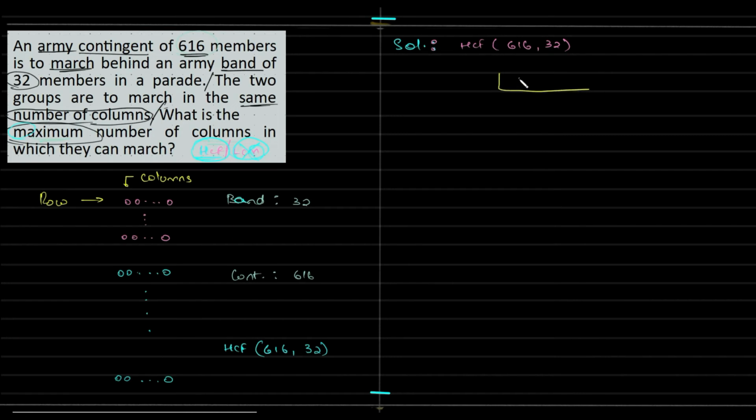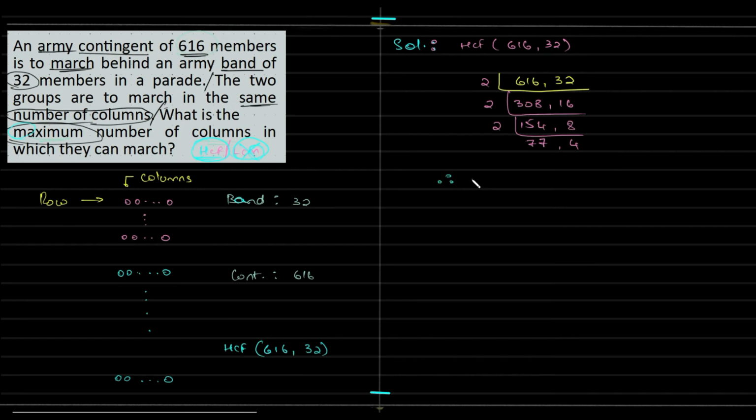Since this is the main working, I'm doing it here itself. We can see clearly that it's divisible by 2. So 308 and 16. Again 2: 154, 8. Then again 2: 77 and 4. There's nothing common, so this is where we stop, right?